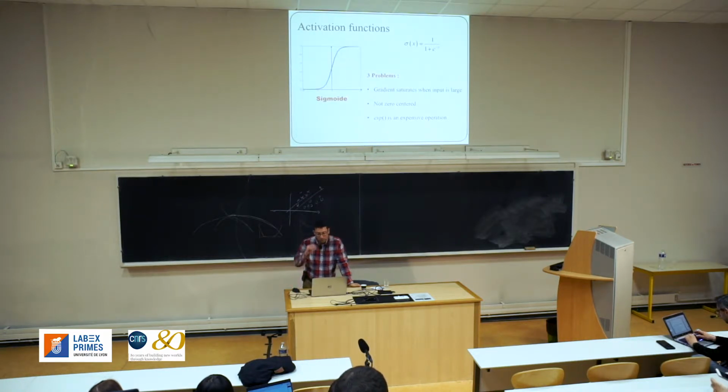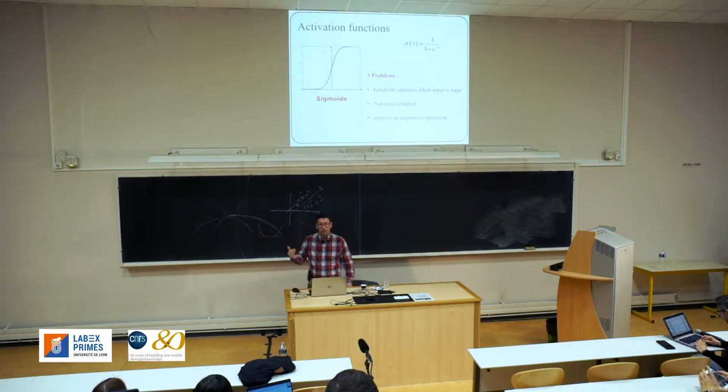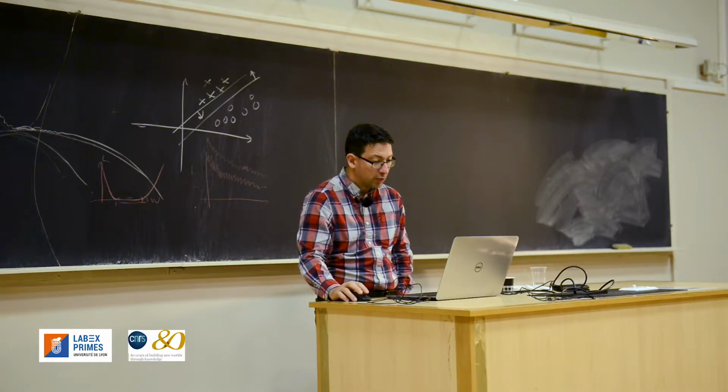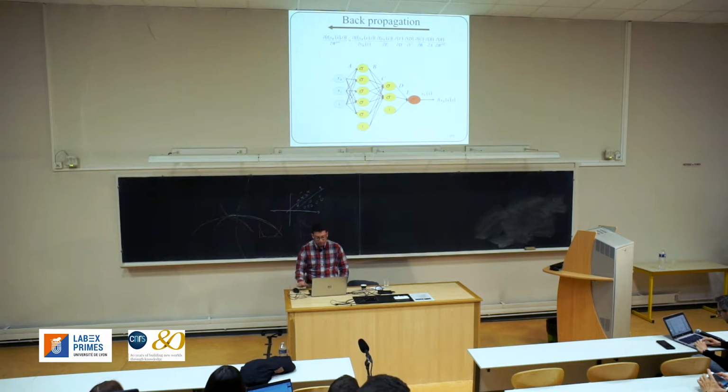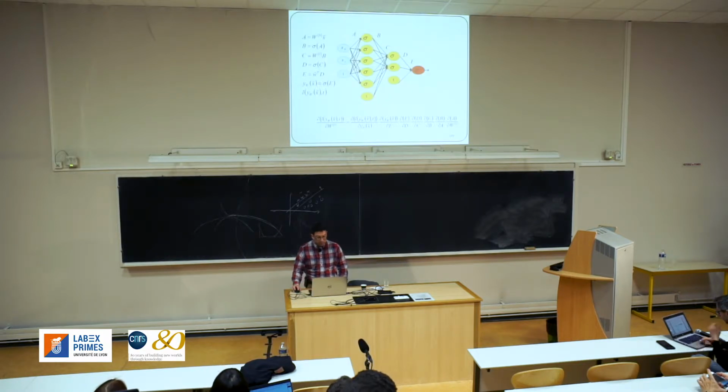Up until people started to realize that it has a certain number of shortcomings, a certain number of problems. So what are those problems? First, we're computing the derivative. If I go back to that chain rule, we compute the derivative, let's say the derivative of d with respect to c. So we have to compute the derivative of a sigmoid.